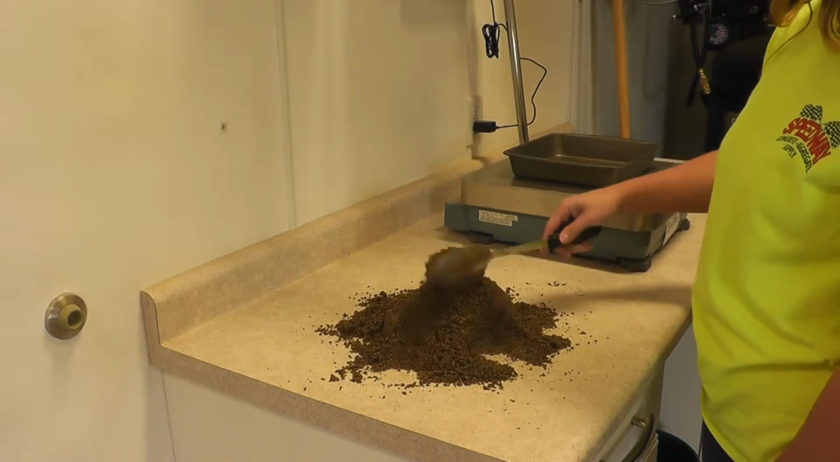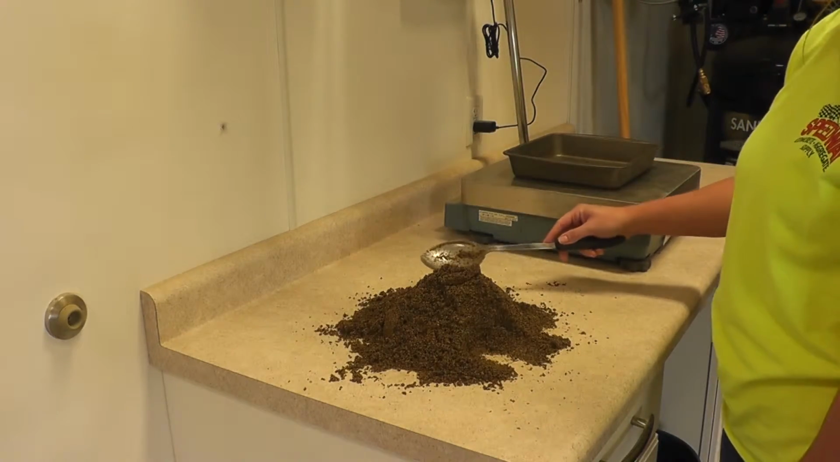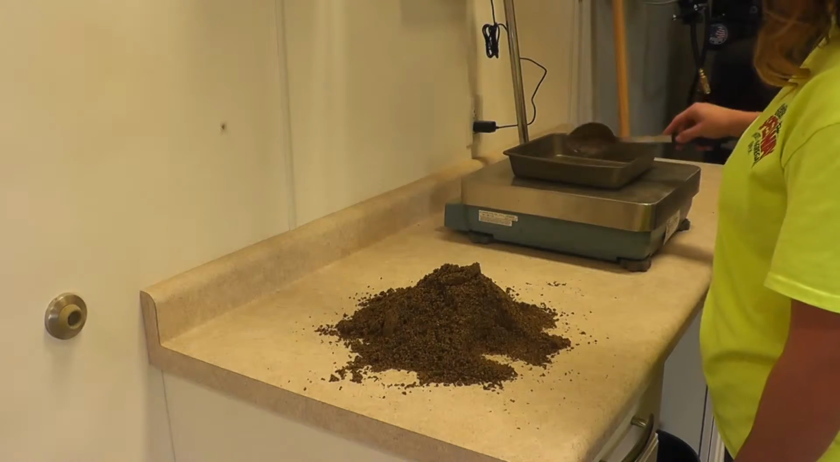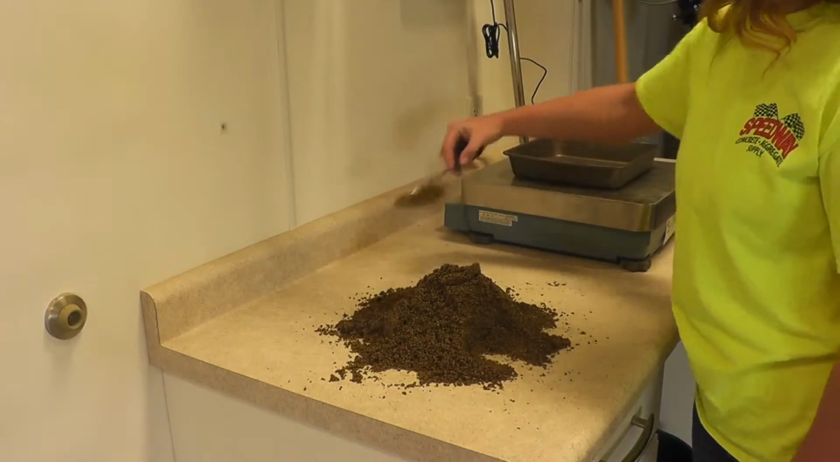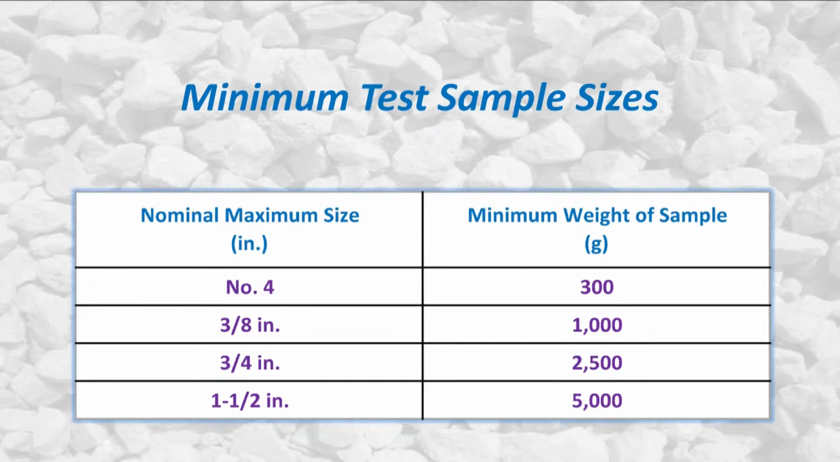Samples should be obtained in the field and reduced to test size in accordance with AASHTO T248. The original sample is required to be reduced to a test sample size, which falls within the minimum sample size in the following table.